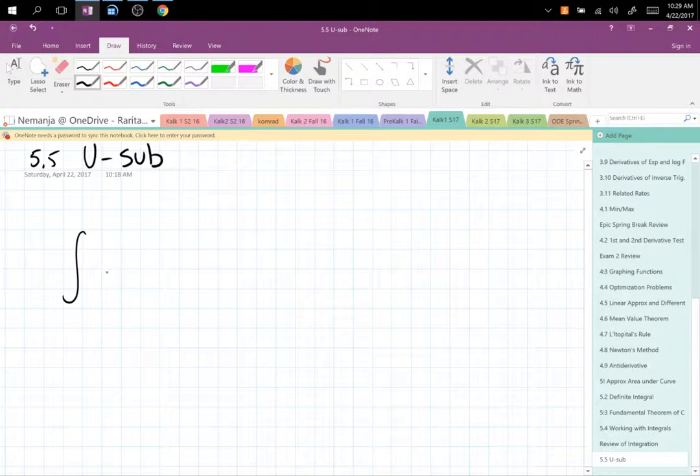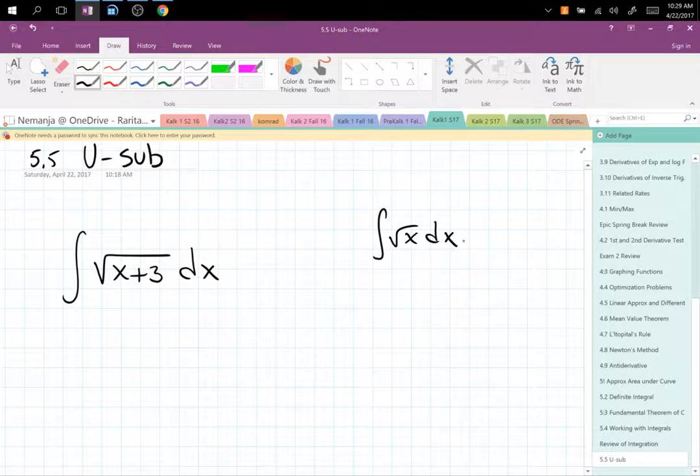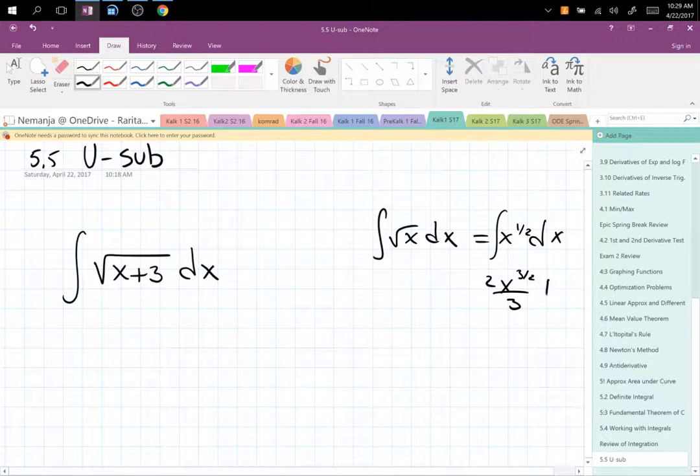Let's say you have to take the integral of the square root of x plus 3 dx. You know how to take the integral of square root of x dx. But then this plus 3 is really changing that. Because you can write that square root of x as x to the 1/2, and then you integrate that and you get x to the 3/2 over 3/2 plus c. So this is what you know. But it's x plus 3 that you have.